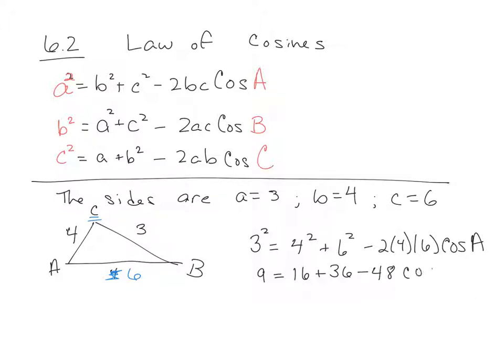minus 48 cosine of A. Now, the biggest mistake that I see is treating all of these numbers together, but they're not. That cosine is being attached and being multiplied times that 48. So the first thing you need to do is get all of this on one side of the equation. So that's going to give us 9 minus 16 minus 36 is equal to negative 48 cosine of A.